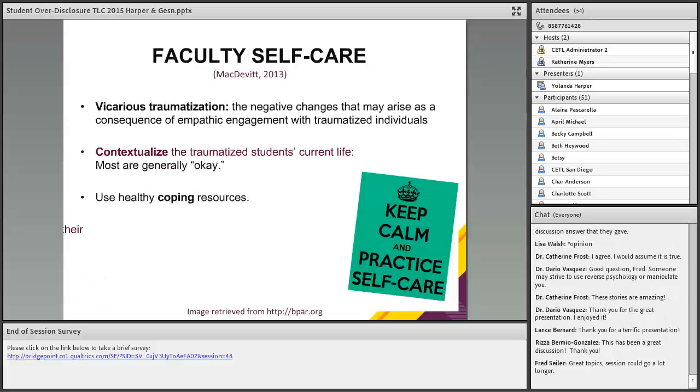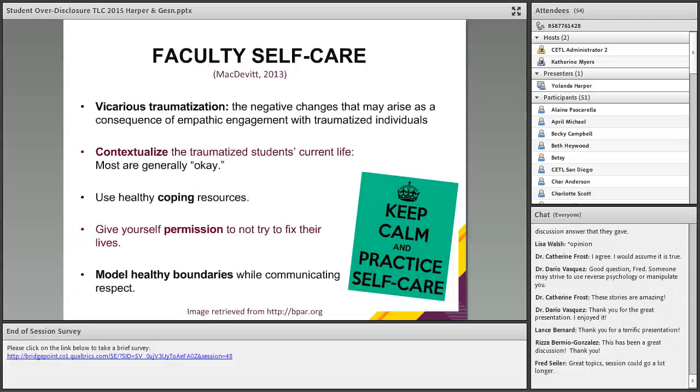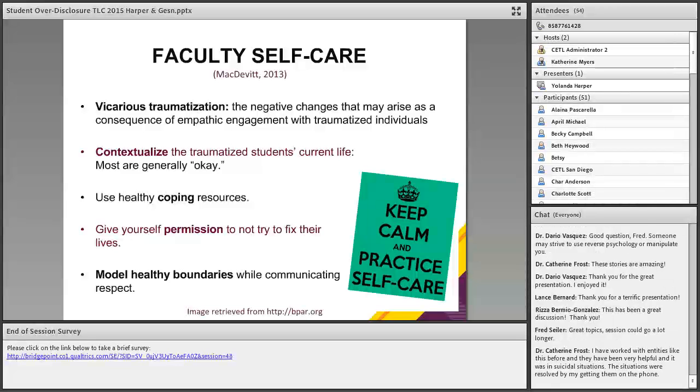I do have some information about faculty self-care, because one of the reasons we often start to doubt whether or not they're telling the truth could be that we've heard so many stories that there's some vicarious traumatization that has gone on. Keeping in mind that overall, the students might be struggling with a lot and may have gone through a lot, but most of them are generally okay functioning. Many are talking about things in the past and do not identify with that trauma 100% of the time.